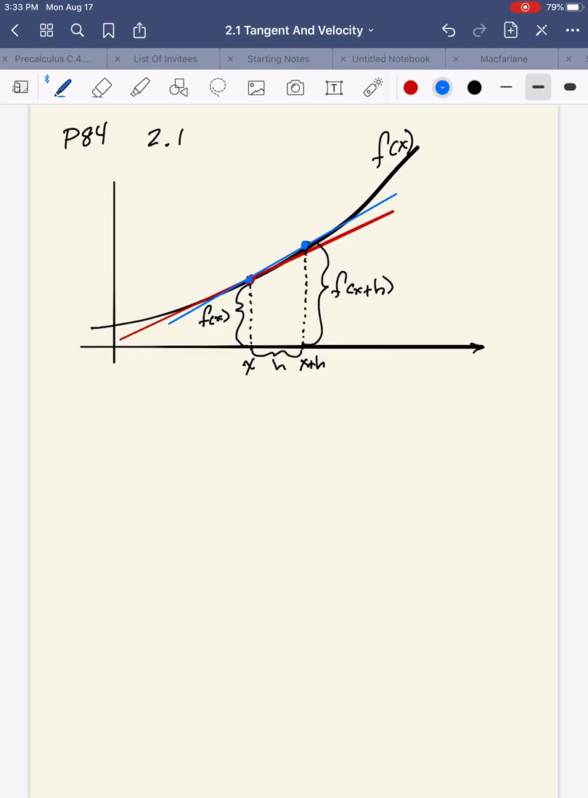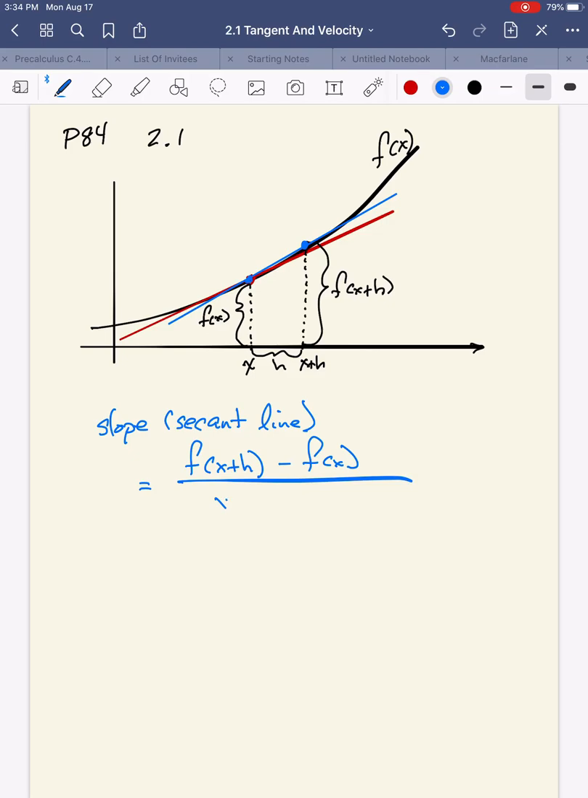Let's say the slope of the blue line. Now, we call this the secant line because it actually goes through 2 points on the curve. The slope of the secant line would be f of x plus h minus f of x over x plus h minus x.